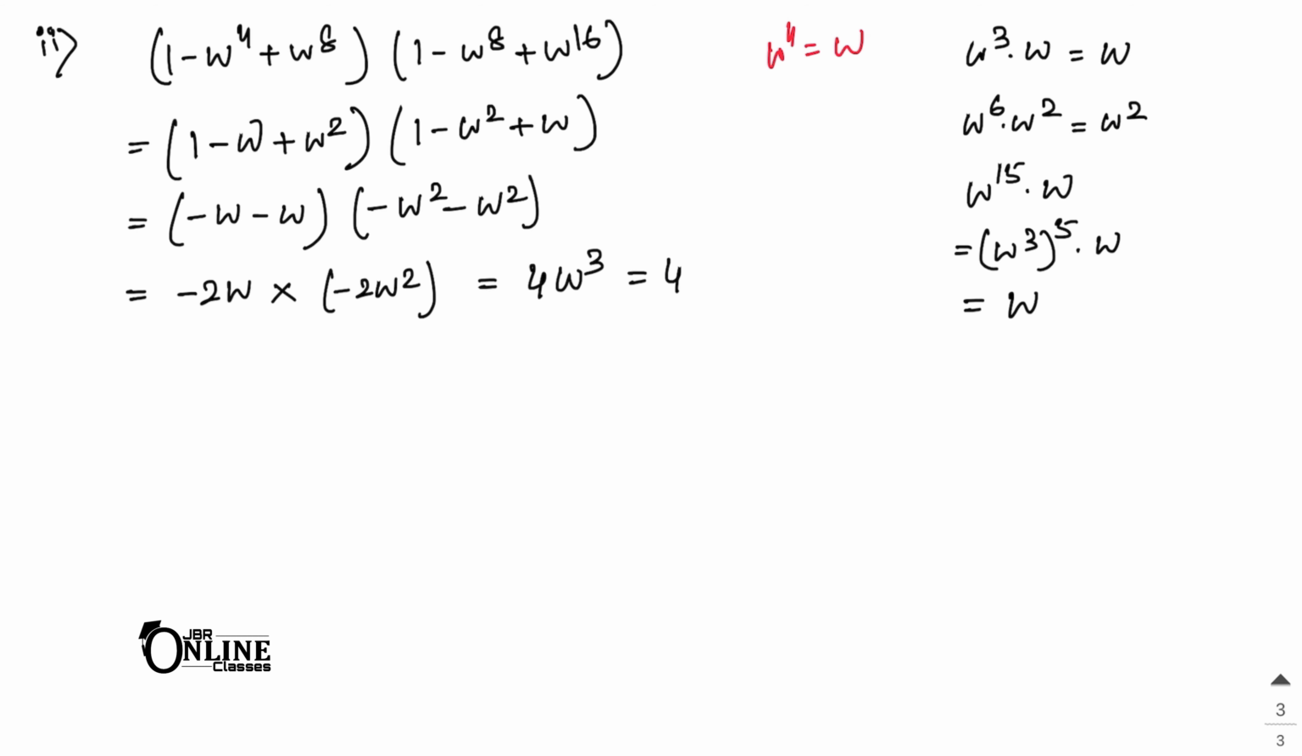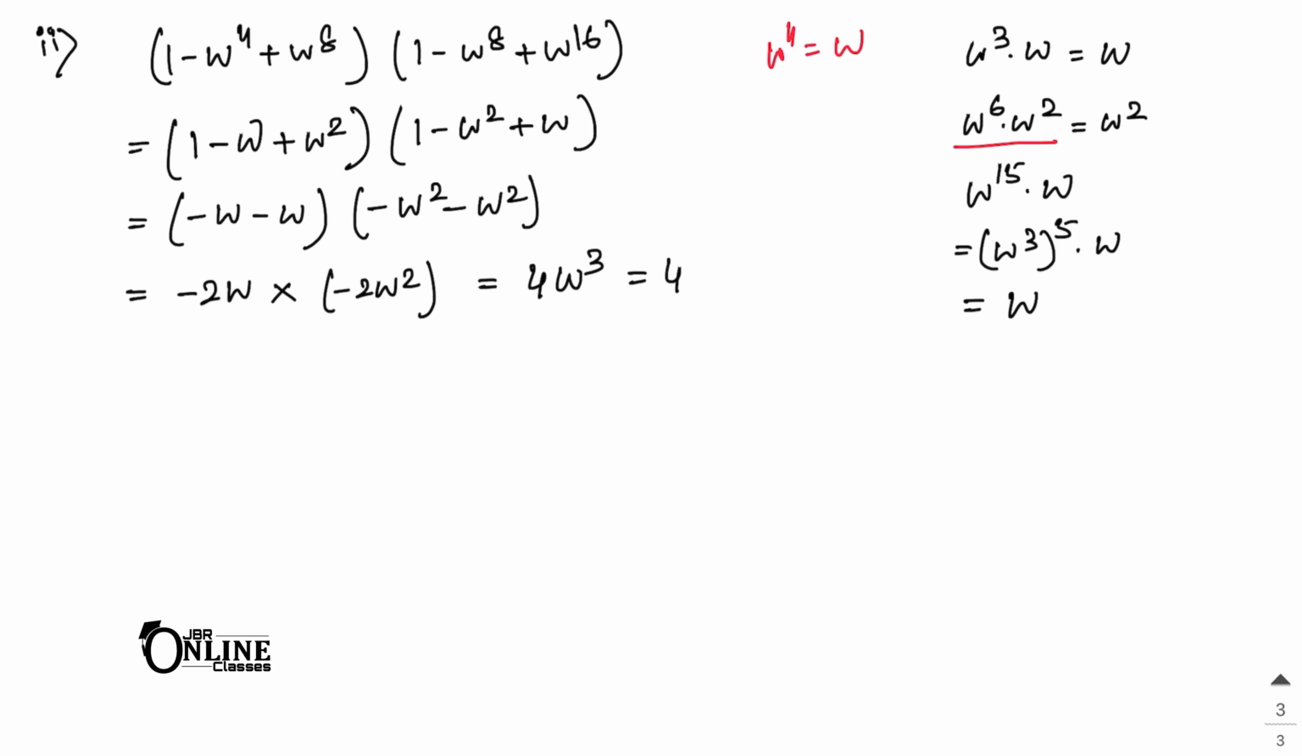Now next, for omega to the power 8, you can write omega to the power 6 into omega square. So it becomes omega square, because omega to the power 6 means omega cube whole square, and omega cube means 1. So 1 square means 1. So 1 into omega square becomes omega square.